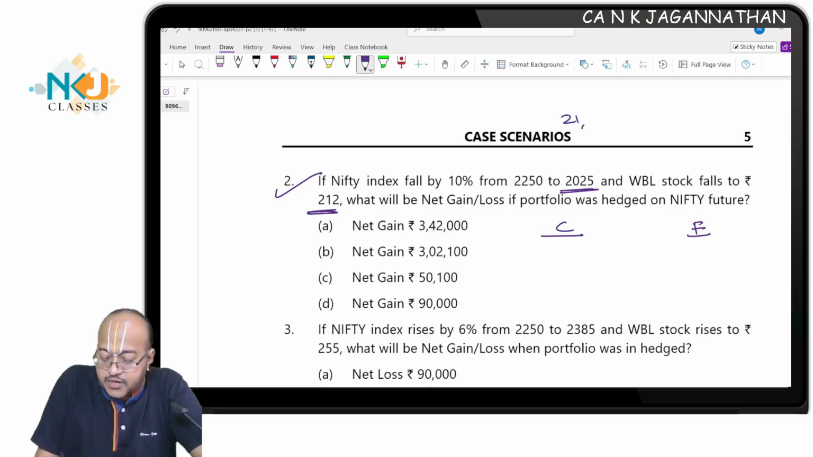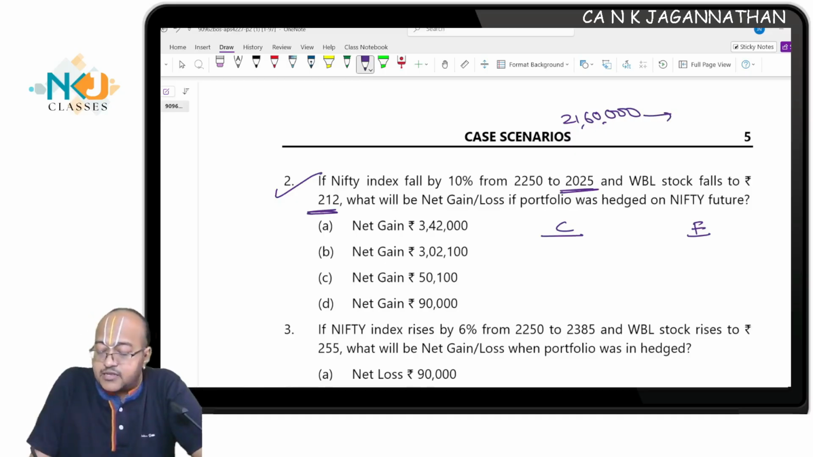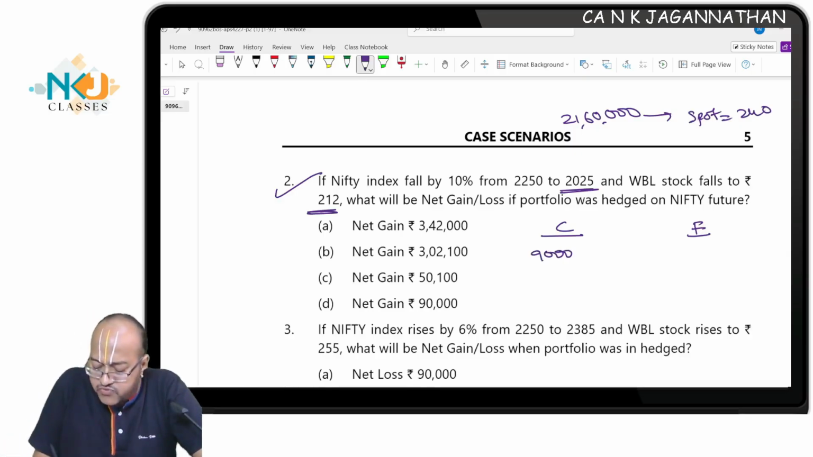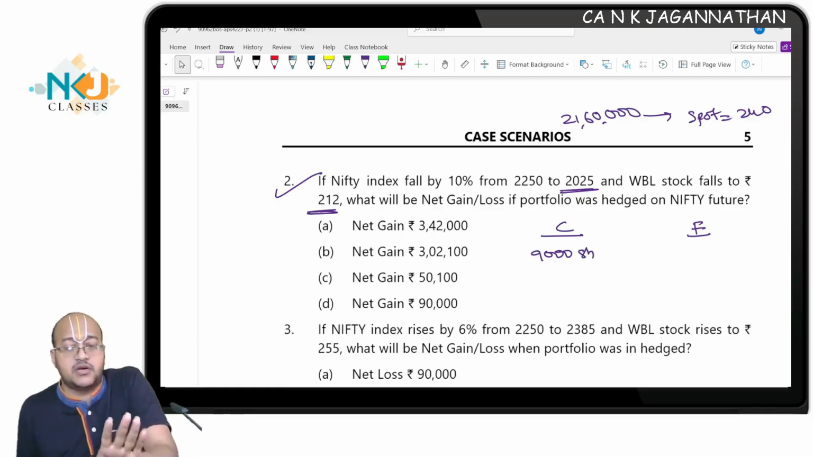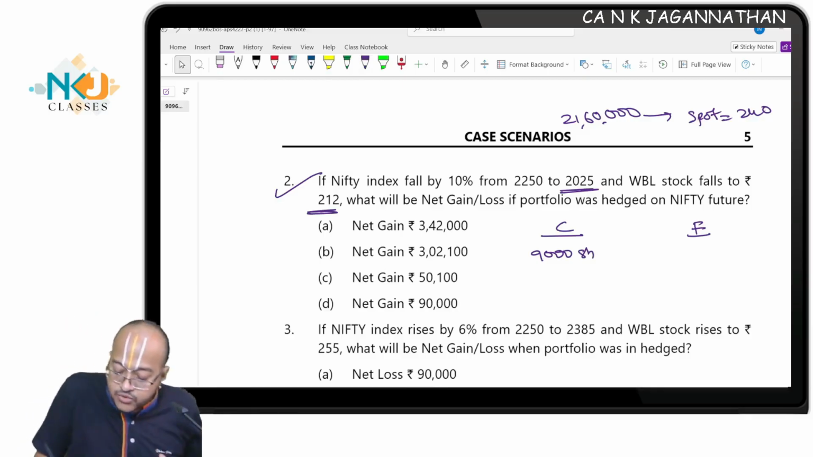First of all, in the cash market, they said that you would have taken a position of 21 lakh 60,000. If 21 lakh 60,000 is the position taken in the cash market, the spot price is 240. So 21 lakh 60,000 divided by 240, you will get 9,000 shares, which means you have bought 9,000 shares. They did not mention the number of shares, but they have given the spot price and the total cash market value, which means you have taken a position of 9,000 shares at 240. This is what you have done in the cash market.